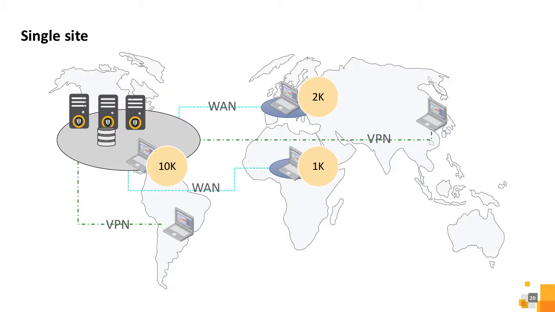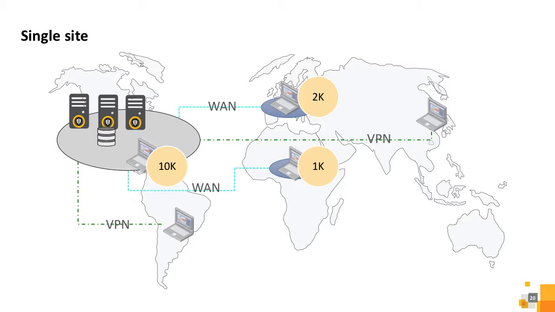This slide shows a single site that is comprised of the following: one site with 3 SEPMs and 1 SQL database, 14,000 endpoints worldwide, plus a few remote users logged on using a VPN. The data center is located in the United States. A branch office is located in Europe with 2,000 endpoints. Another branch office in Africa has 1,000 endpoints.